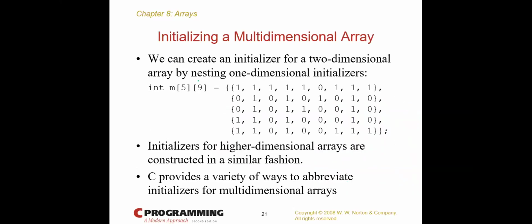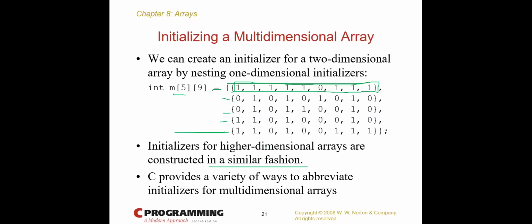So we can create an initializer also for a two-dimensional array by nesting one-dimensional initializers. If we have 5 rows, we can say this is row 1, row 2, row 3, row 4, row 5. If you have 9 columns, we can put 9 elements inside of a single dimensional array and put that as the element of row 1. And this is acceptable in C. Initializers for higher dimensional arrays are constructed in a similar fashion.